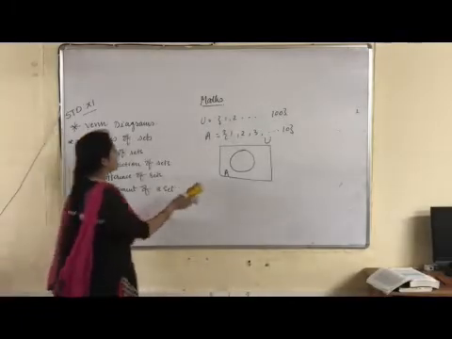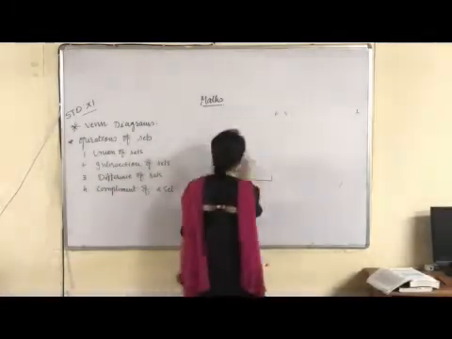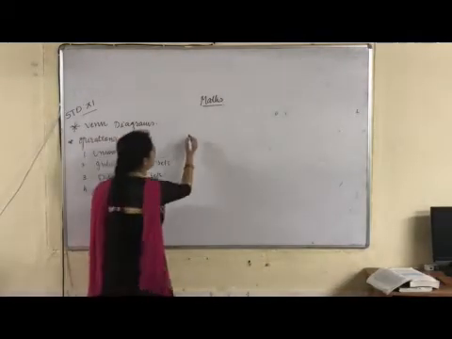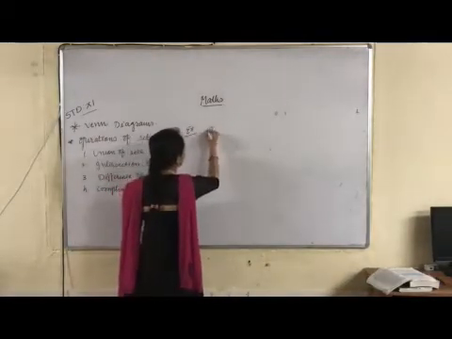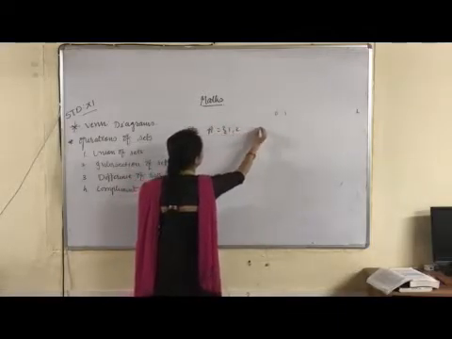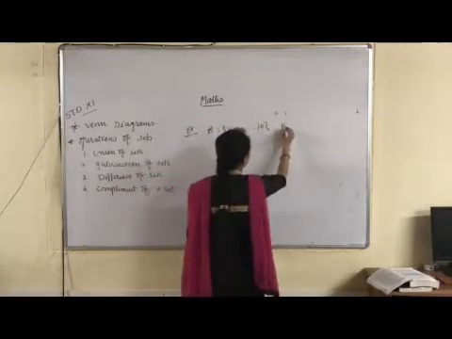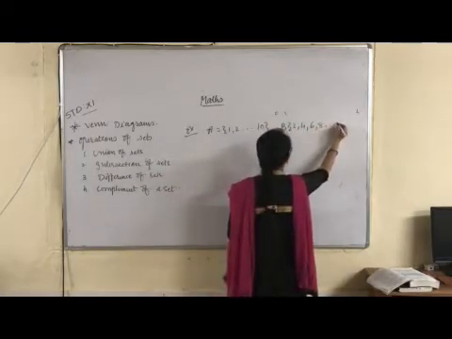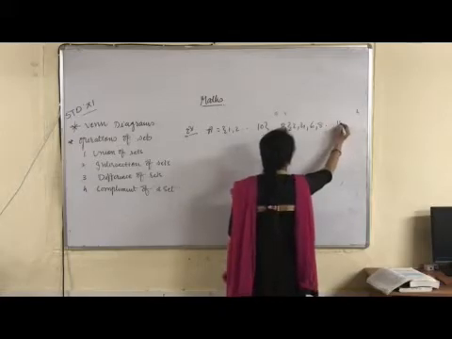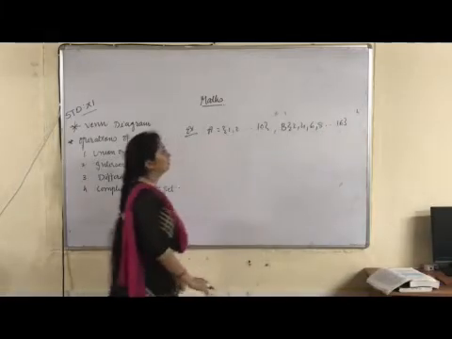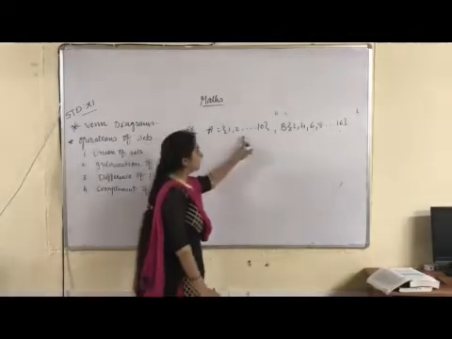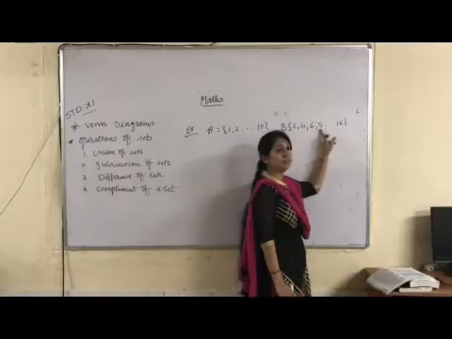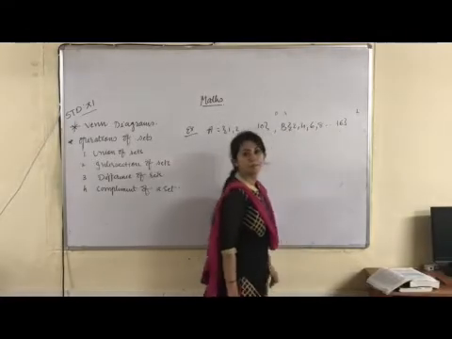What are its operations? Operations of sets. First of all, union of sets. Let me take one example. Let A equal 1, 2 up to 10. Set B equals 2, 4, 6, 8 up to 16. You can observe here 1, 2, 3 up to 10. Here 2, 4, 6, 8 means all even numbers till 16.